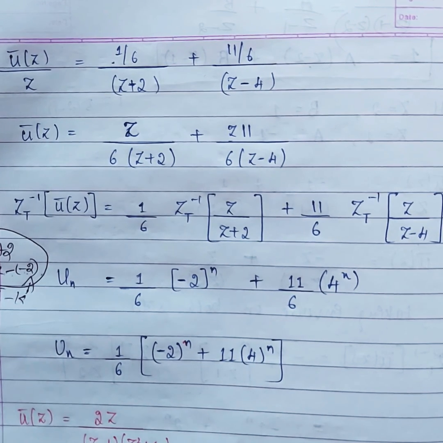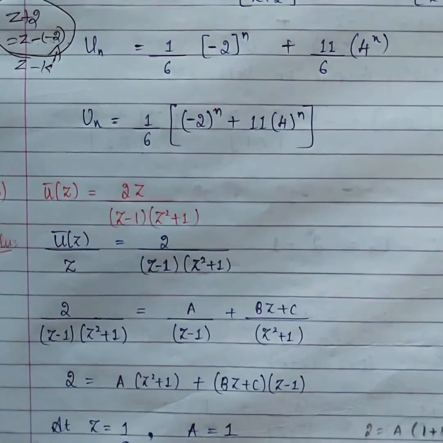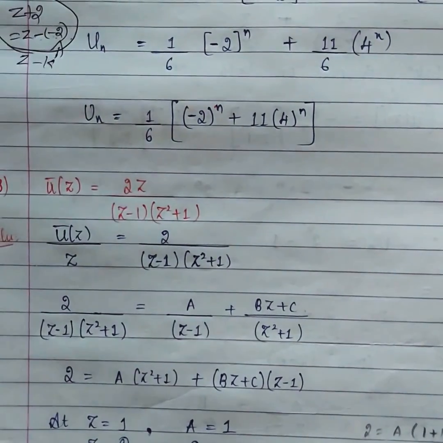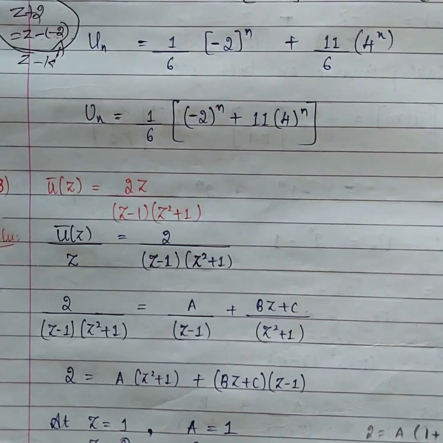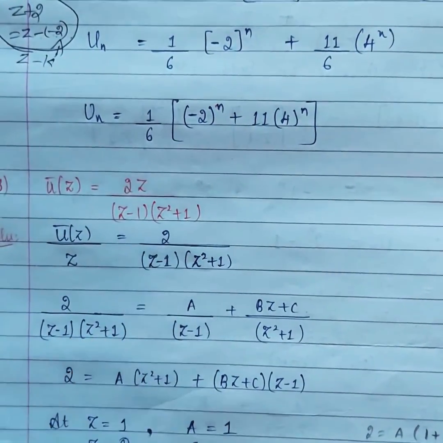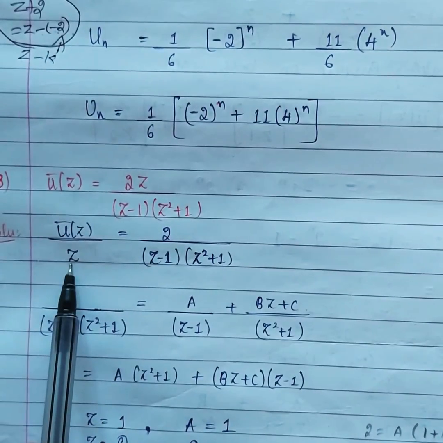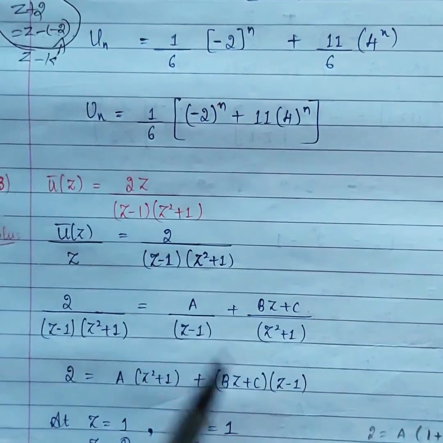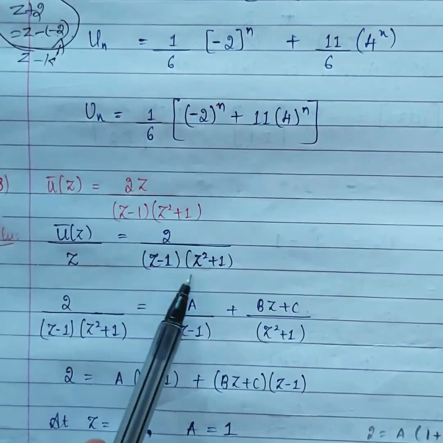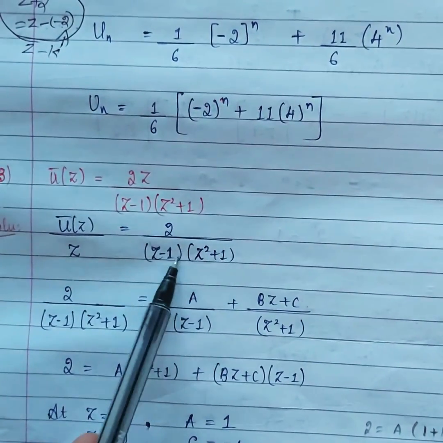And one more problem. If you are used to these kinds of problems, then directly we can go for solving a difference equation. U bar of z is equal to 2z by z minus 1 into z square plus 1. U bar of z, I am going to preserve this z, so I am pushing it to the other side. Finally, I will bring it to the numerator. So 2 by z minus 1 into z square plus 1. I am just keeping this as it is and I am going to simplify this.